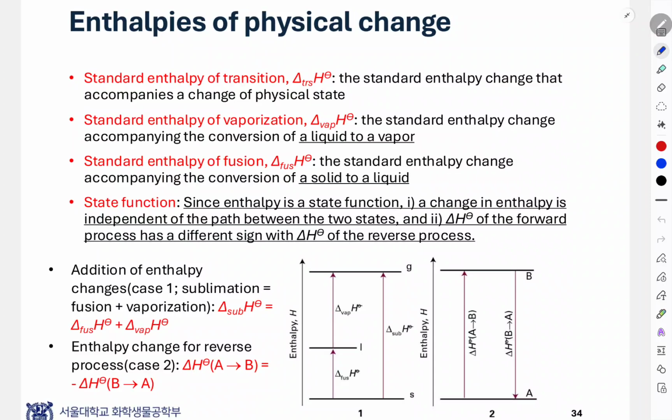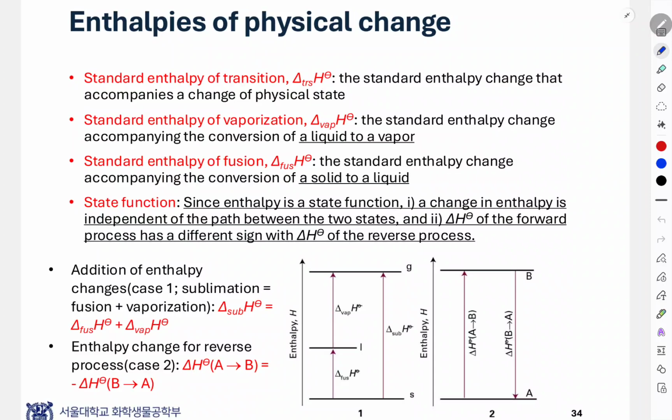In general, the standard molar enthalpy change that accompanies a change of physical state is called the standard enthalpy of transition, and we can write it as delta H transition. Vaporization is one of the examples, like we saw in the previous slide. Another example is fusion, which accompanies the conversion of solid to liquid.